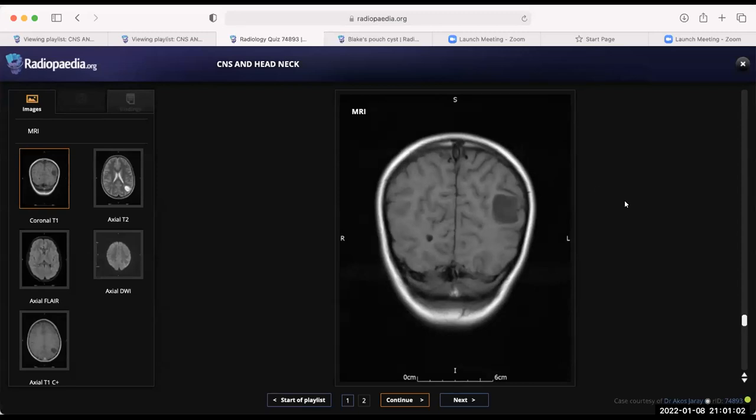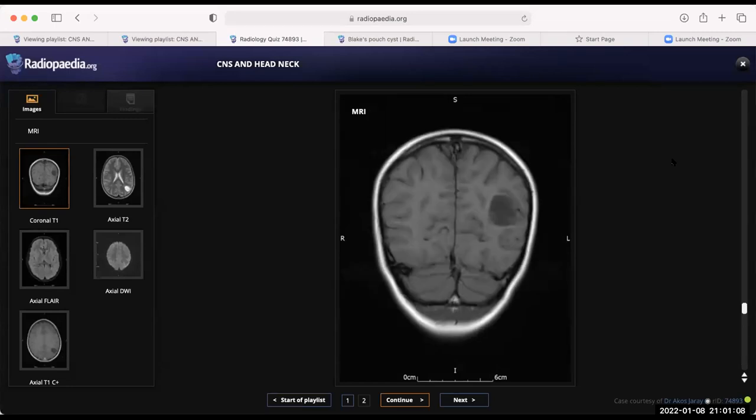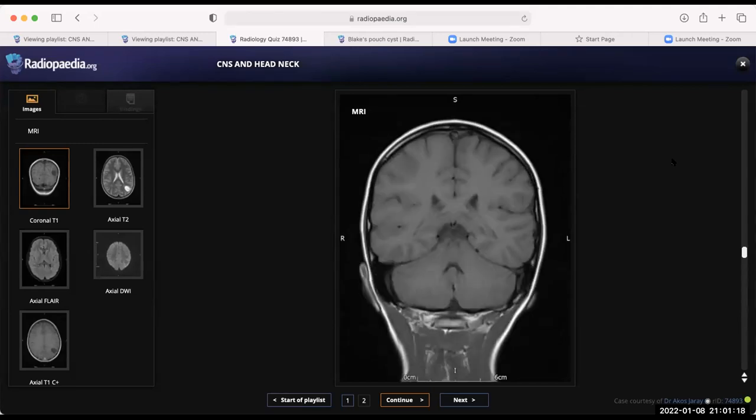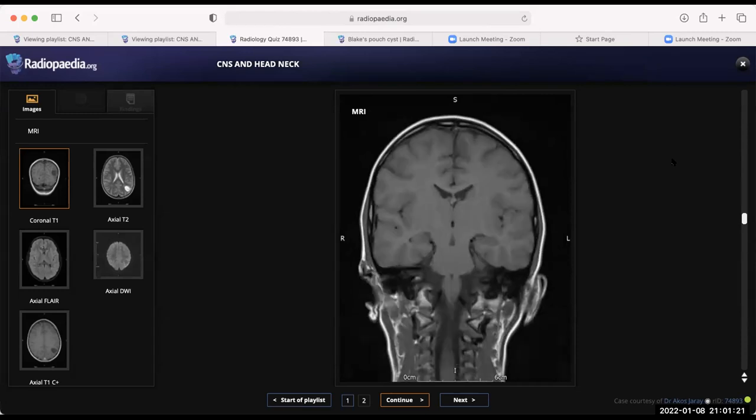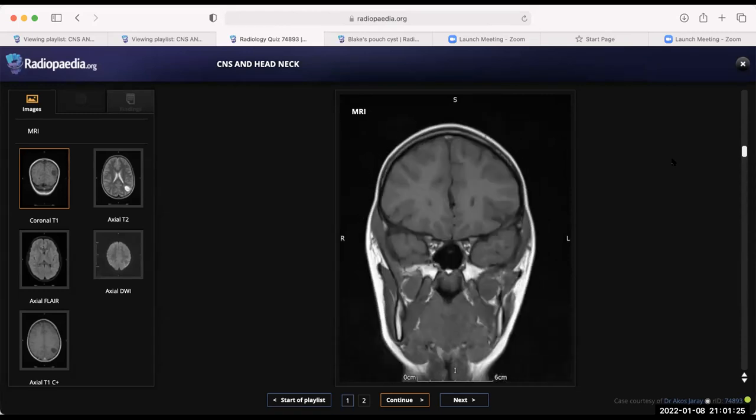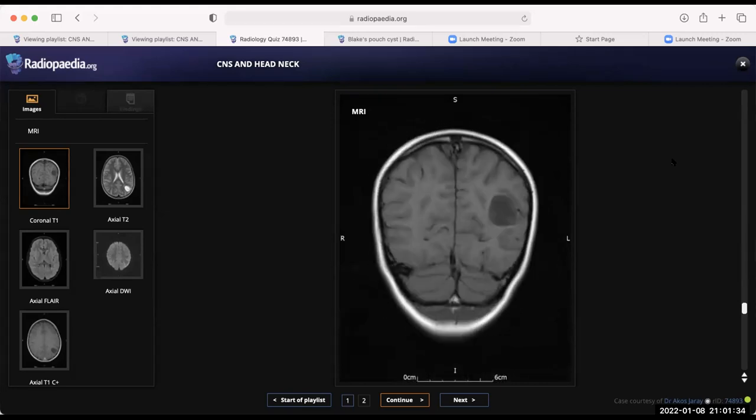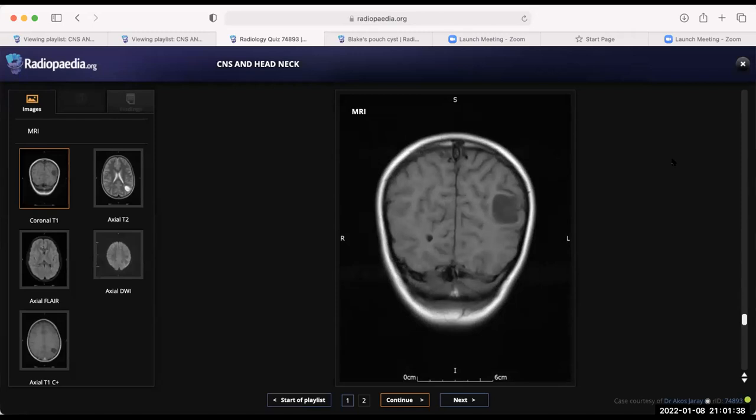Okay, so I'm presented with a multisequential MRI brain of a patient. History is withheld for the moment. So I'm presented with the coronal T1 weighted image of the same patient. The most conspicuous abnormality that I'm looking for is a well-defined rounded abnormal signal intensity seen within the left occipital region encompassing the cortex, and it's returning hypointense signal on T1 weighted image.